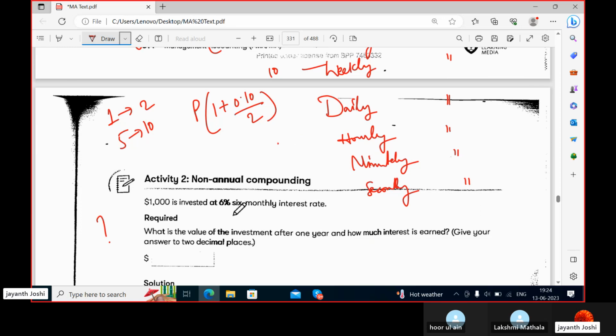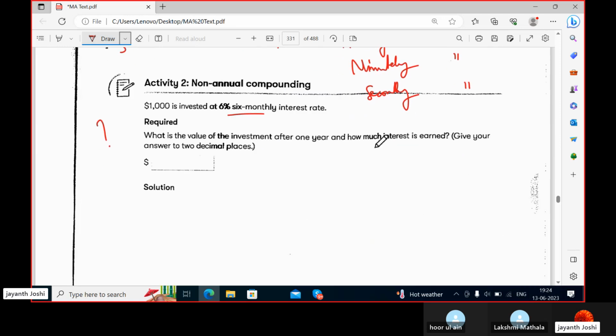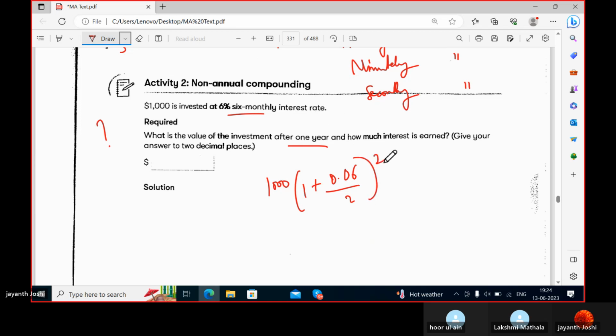See, let's do this. $1,000 invested at 6 monthly interest rate. What's the value of the investment after 1 year and how much interest is earned? So first we will see the value at the end of the year. So 1,000 into 1 plus 0.06 divided by 2, 6%, 6 monthly interest rate. So it is half year. Okay. 2 into 1. This is the compounding frequency.